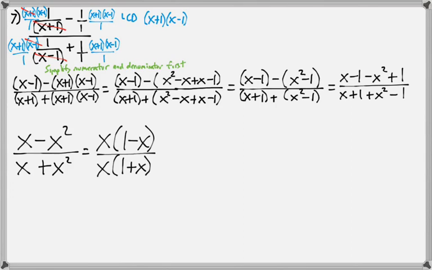So now that that is a multiplication that's there, then we can cancel out these x's. And that will leave us with 1 minus x and 1 plus x. And those cannot cancel out. So definitely an intense problem.